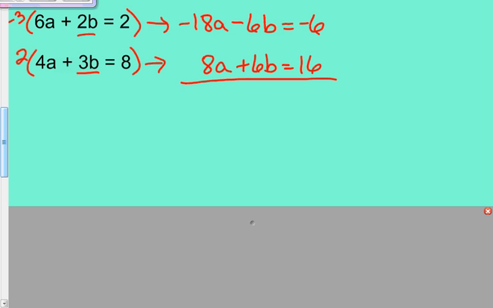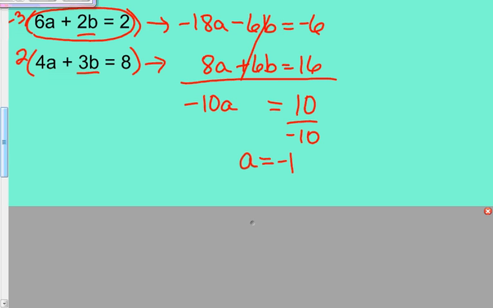Now I can put them together once I've created coefficients that will cancel out. Negative 18a and 8a makes negative 10a. These are gone. And then negative 6 and 16 make 10. Divide by our negative 10. A is negative 1. Now we're going to plug that negative 1 in, and you can use one of your original equations. I'll go ahead and use the top one.